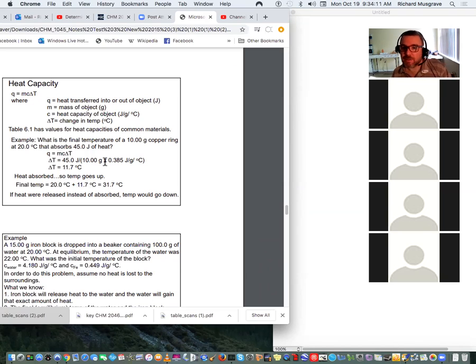So in summary, what I can tell you is that if something's absorbing heat, the temperature is going to go up. If something is releasing heat, the temperature is going to go down. Does anybody have any questions so far?